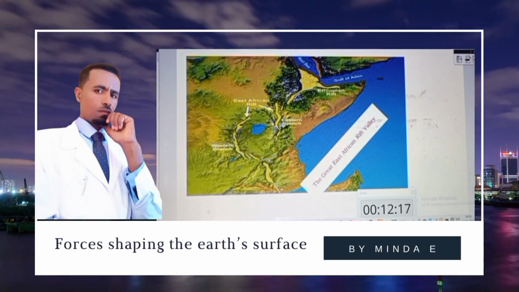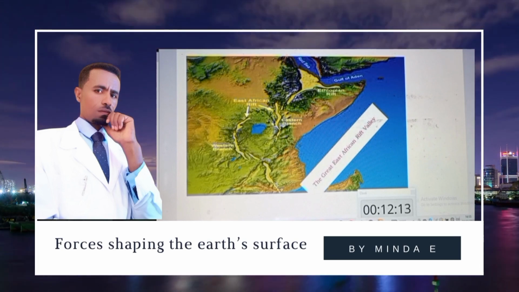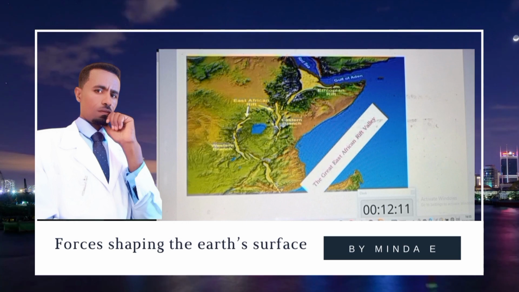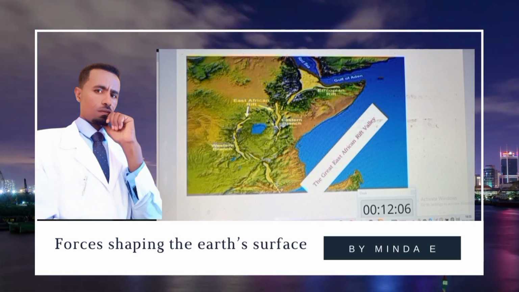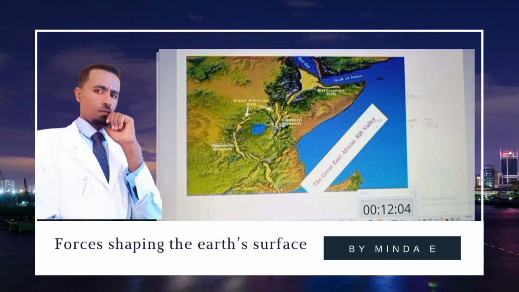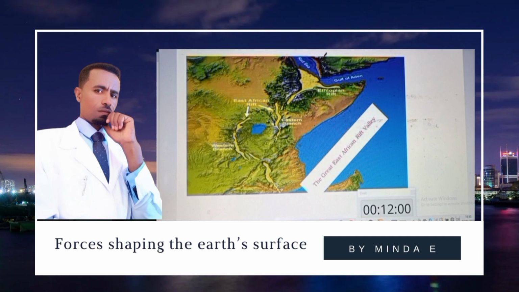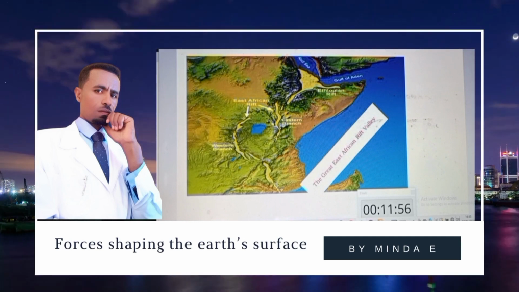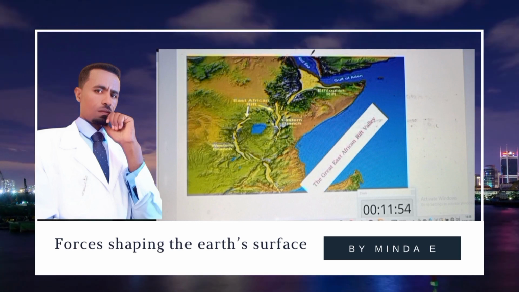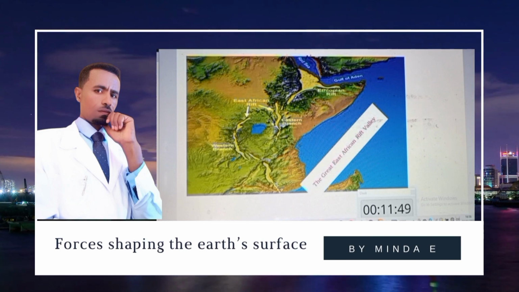Okay, as I told you before, the Great East Africa Rift Valley is the largest rift valley in the world. It extends from Syria to Mozambique.